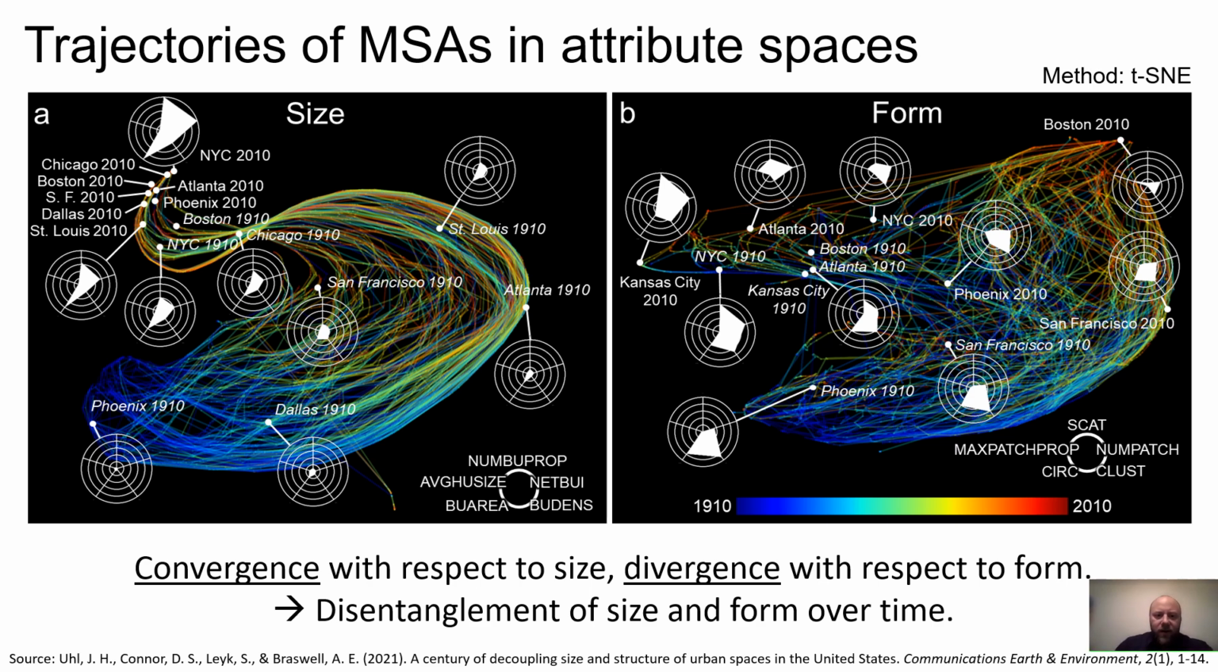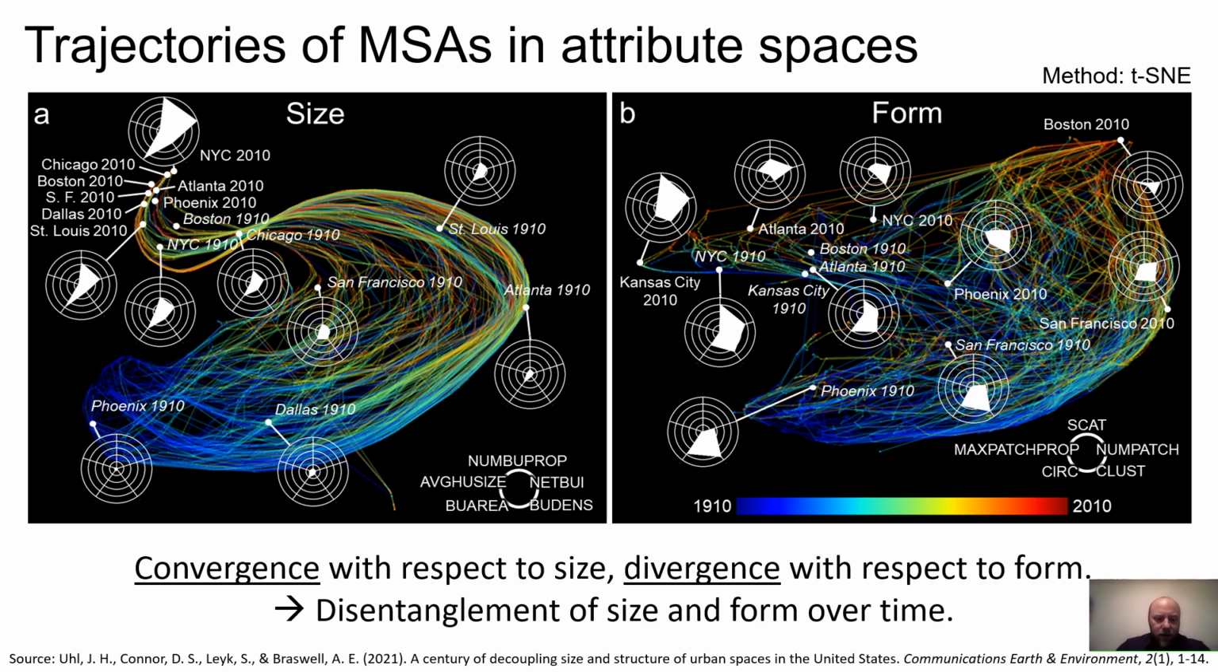So the main observation here is that cities converge with respect to their size-related properties over time, whereas they diverge with respect to their form-related characteristics over time. So we observe convergence with respect to size, divergence with respect to form, or we can also say we observe a disentanglement or a decoupling of size and form over time. That's the main finding of this study and of this paper.